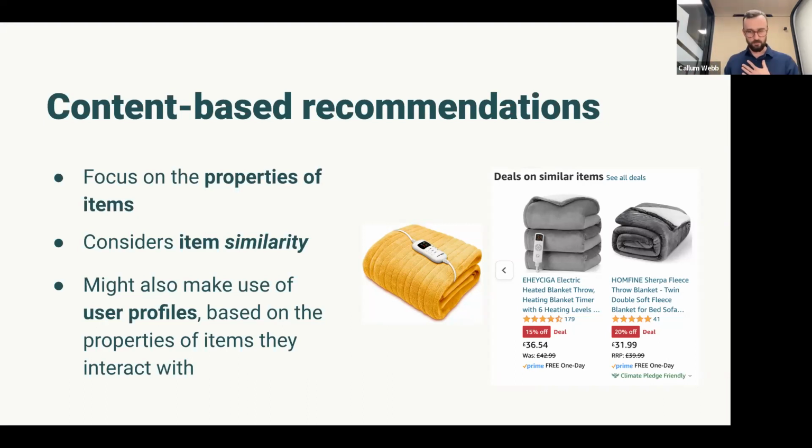So for example, if I was on Amazon and I was looking at this yellow electric blanket, then Amazon would be able to compare that item to everything else in its catalog and surface up these deals on similar electric blankets. And these systems might also generate user profiles based on the properties of the items that the users interact with. So if you've got a profile that describes what things people have interacted with and their properties, then you compare that profile to other items and try to predict how likely it is that those items will also be interesting.